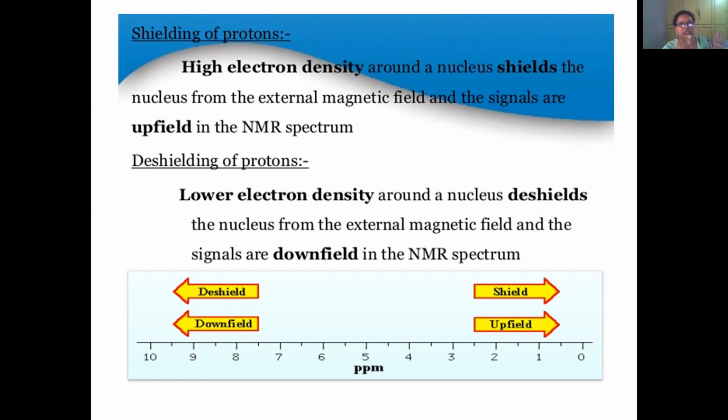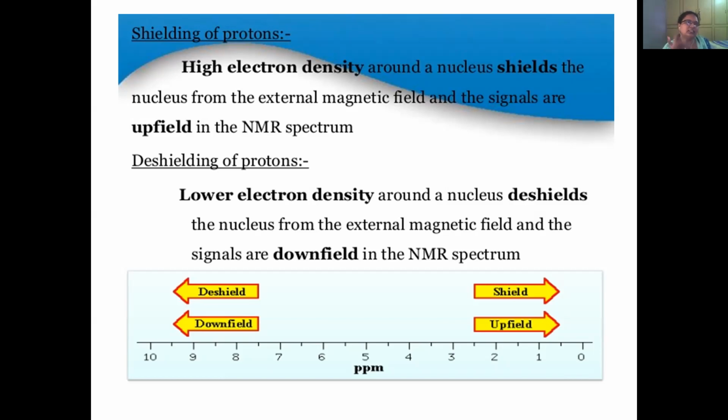What is this shielding? Suppose you have methane, CH4. This carbon is surrounded by 4 hydrogen atoms, so these 4 hydrogen atoms will shield this carbon atom from the external magnetic field. And what happens? The signals will come in the upfield region.